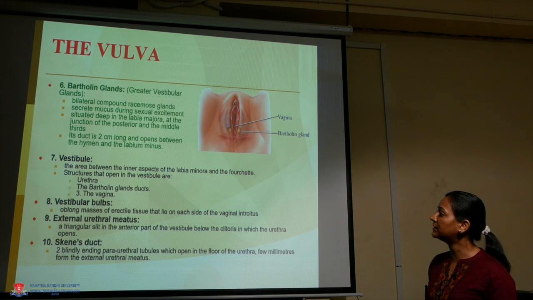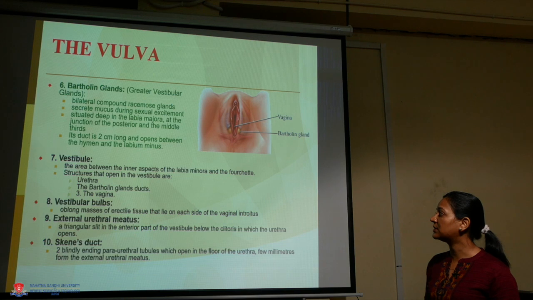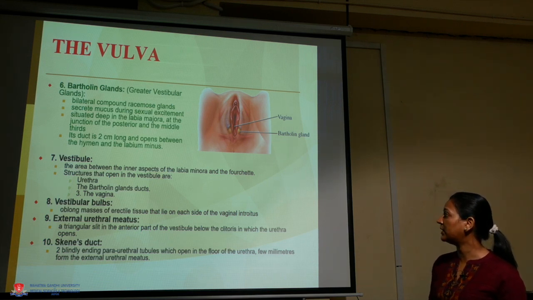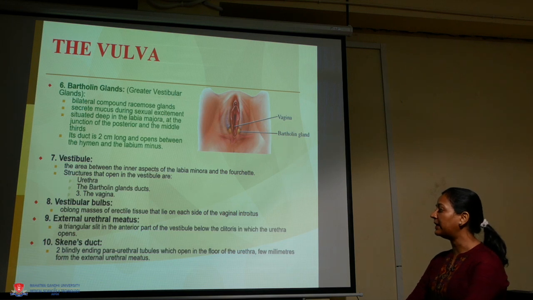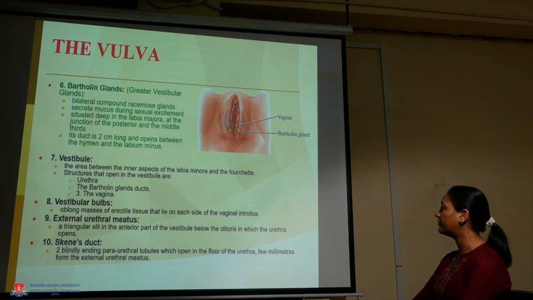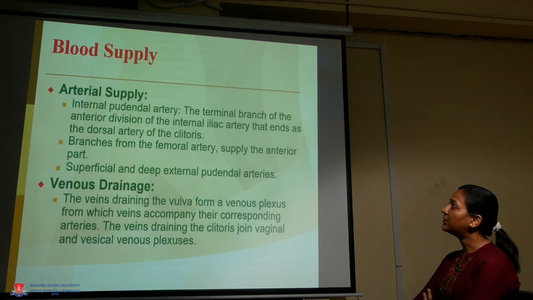Then comes the vestibule. It is the area between the inner aspects of the labia minora and the fourchette. Structures that open in the vestibule are the urethra, Bartholin gland ducts and the vagina. Then comes vestibular bulbs. These are the oblong masses of erectile tissue that lie on each side of the vaginal introitus. Then comes external urethral meatus. It is a triangular slit in the anterior part of the vestibule below the clitoris in which the urethra opens. Skene's duct. It is two blindly ending paraurethral tubules which open in the floor of the urethra a few millimeters from the external urethral meatus.